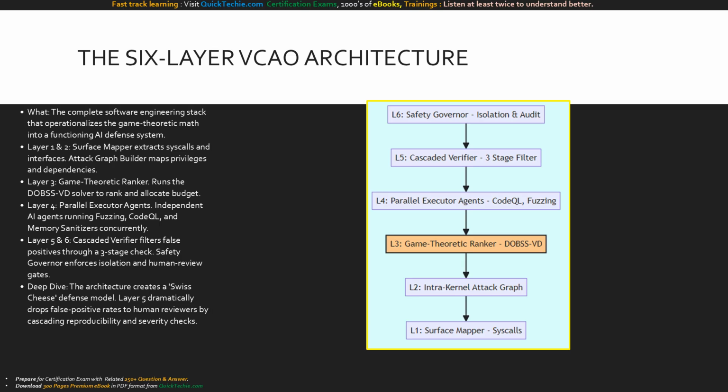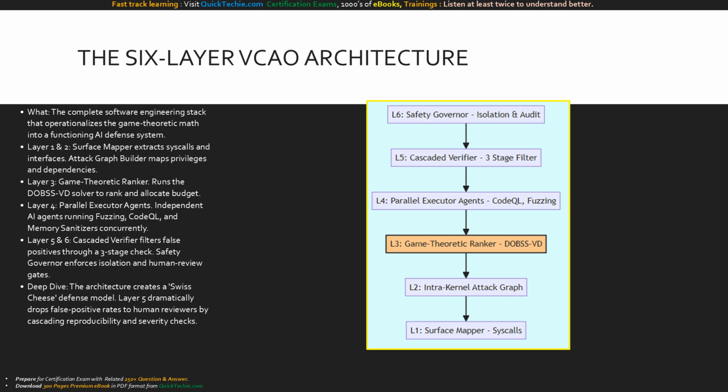Here we see the 6-layer VCAO architecture visualized as a vertical stack. Data is pulled from the bottom up. L1, the surface mapper, feeds raw code topology into L2, the attack graph. This data enters L3, the game theoretic ranker, highlighted here because it's the mathematical core of the operation. L3 pushes execution orders up to L4, the parallel executor agents. The results are pushed up to L5, the cascaded verifier, for strict filtering, before finally hitting L6, the safety governor, which ensures the AI remains isolated and heavily audited.